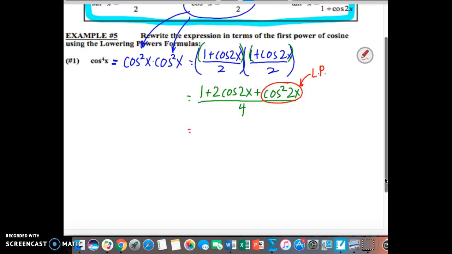So substituting in that formula, we have 1 plus 2 cosine of 2x plus 1 plus cosine, since we already have a cosine squared of 2x, this becomes 1 plus cosine of 4x. And this is all divided by 2 still. And then our denominator is still, I'm sorry, our denominator is still 4.